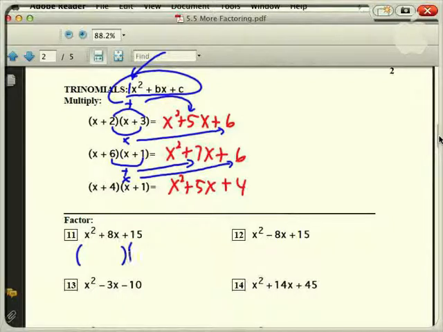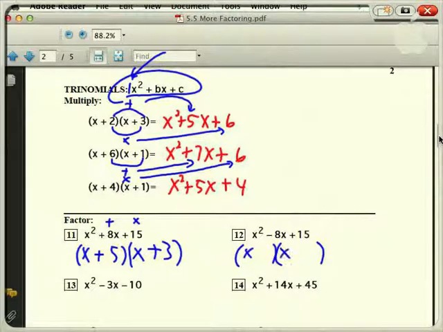In number 11, we start like this. And we're looking for two numbers that add up to 8 and multiply to 15. So that would be plus 5 and plus 3. If you have any doubts, multiply it out. In number 12, we're looking for two numbers that add up to negative 8 and multiply to 15. That'd be minus 5, minus 3. They add up to negative 8 and multiply to 15.